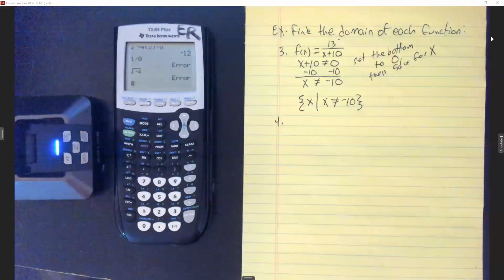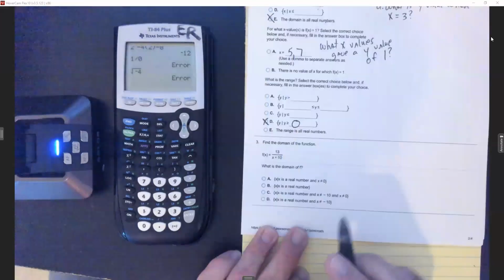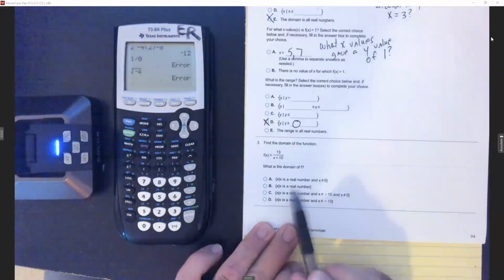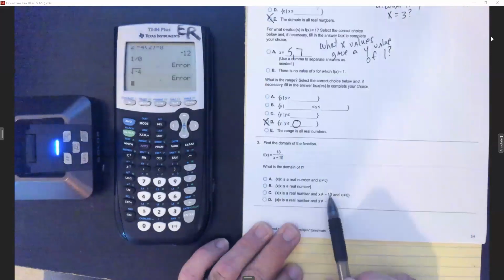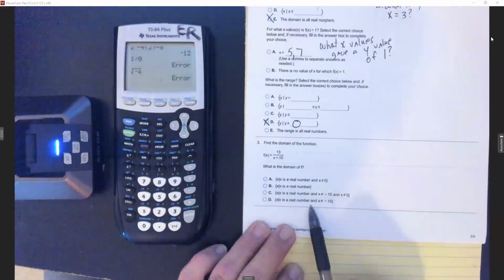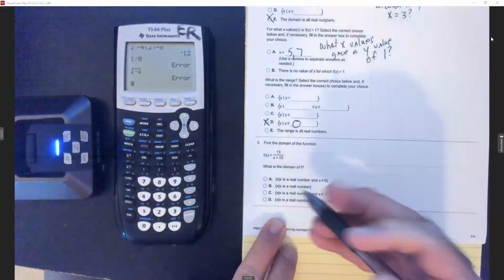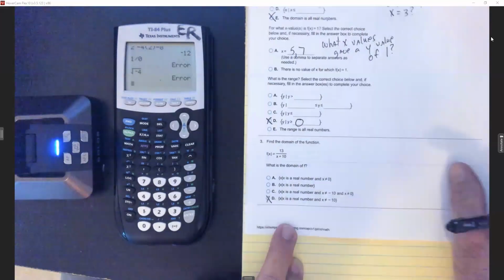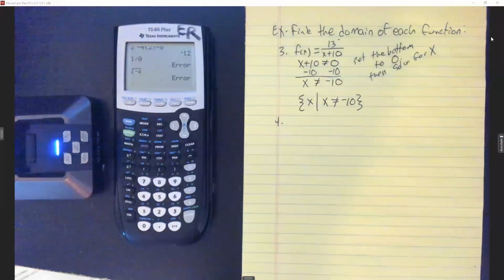And y'all, here you go. So look what they're saying. X is a real number not equal to 0. X is a real number. X is a real number and cannot equal negative 10 or 0. X is a real number and x cannot equal negative 10. So on that, we're definitely going to go with D, okay? So their answers will sort of be like the answers you're getting on your equations. All right, how about this one?